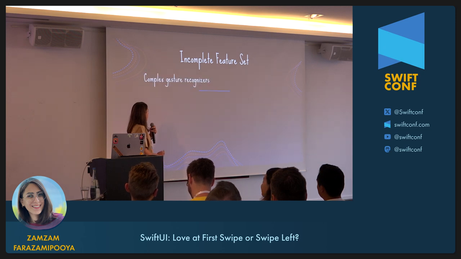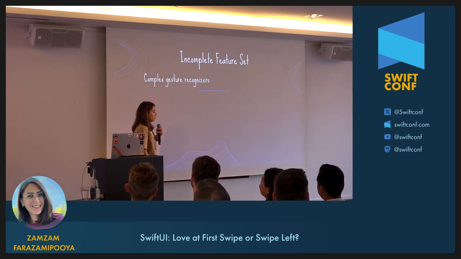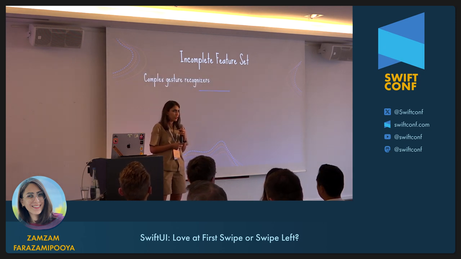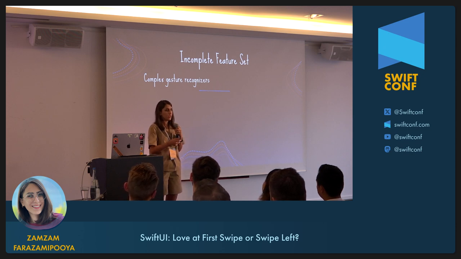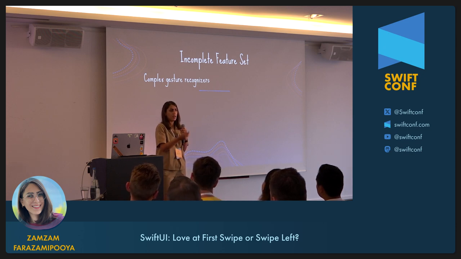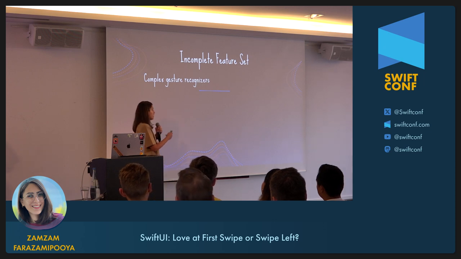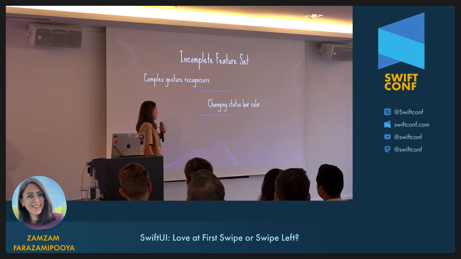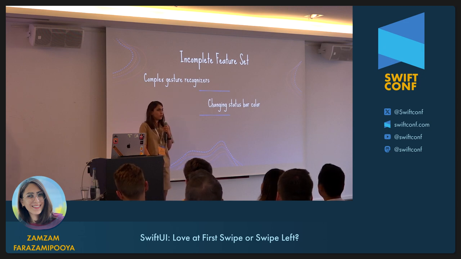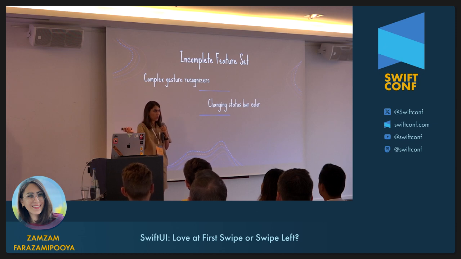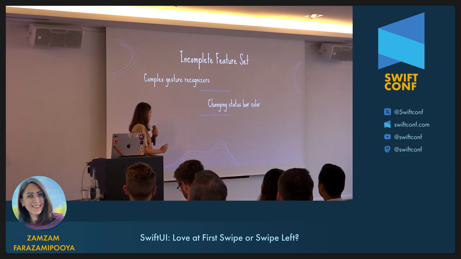And then moving forward is that complex gesture recognizer. They added two new gestures in iOS 17, but then again, you can only have those in iOS 17. And the previous SwiftUIs have very limited gesture recognizer features. Changing a status bar, you cannot do it in SwiftUI. So you can set the whole status bar to be one color, but if you want to change it per view, it's not that easy.